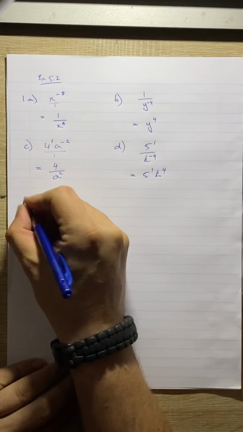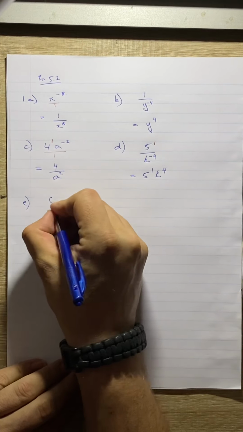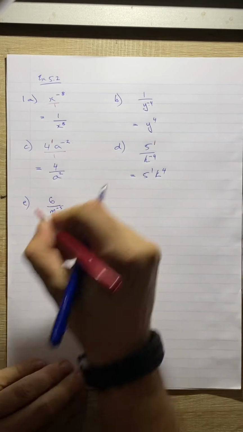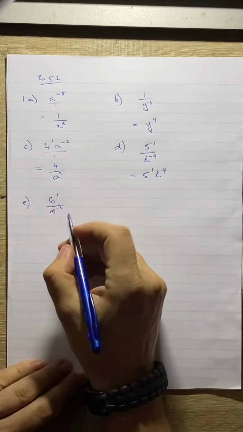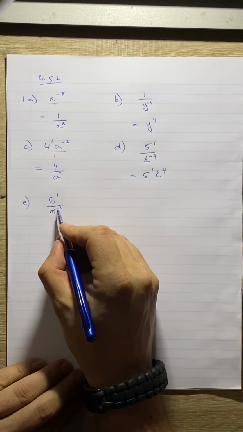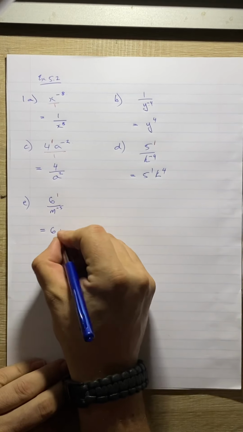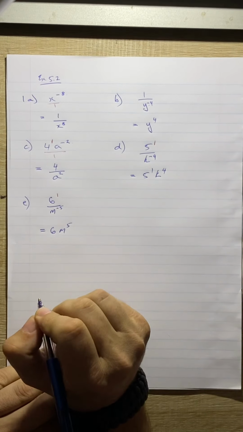Question E. 6 over m to the minus 5. Put in my invisible exponent. This has a negative exponent, wants to be in the opposite place, so from the bottom to the top. So 6m to the 5.